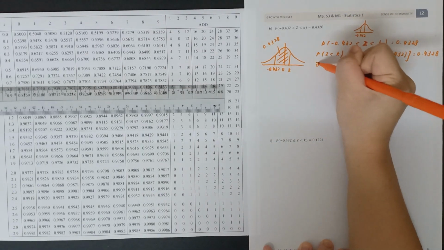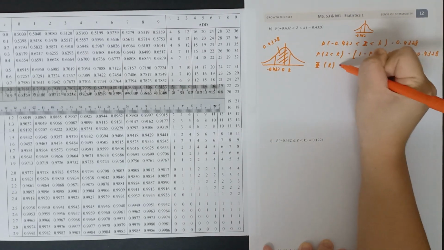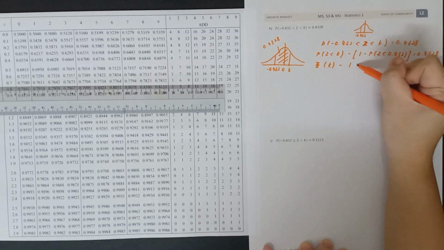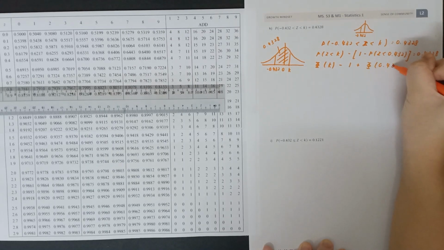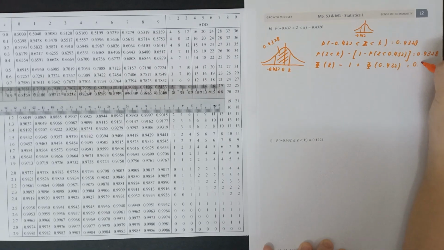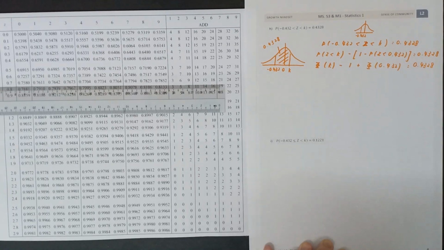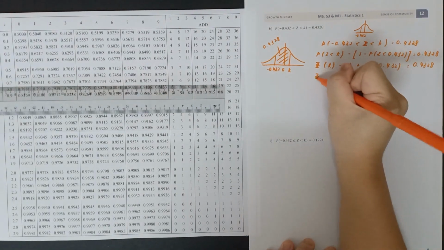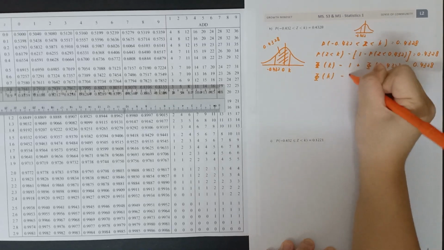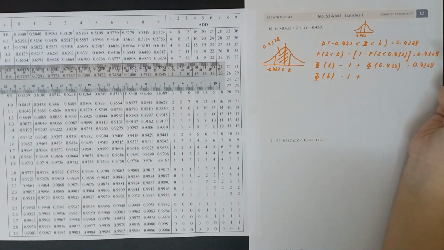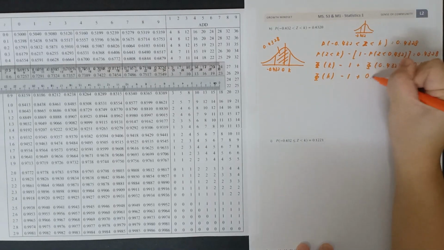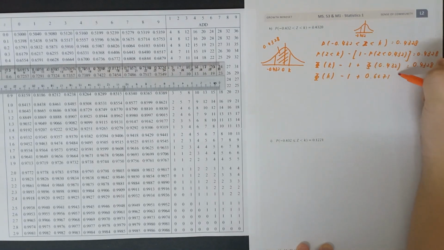So phi k minus 1, so negative becomes positive, and then 0.432 will be equal to 0.4328. Okay, I'll continue with it. So phi k minus 1. You can try to read it from your table, 432. It will give you 0.6664 plus 7. So that will give you 0.6671. It will be equal to 0.4328.